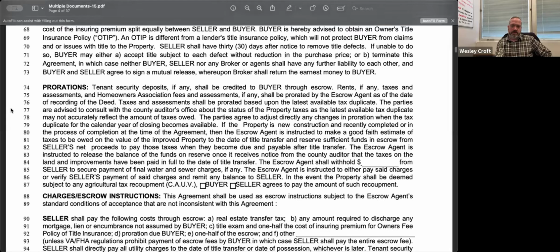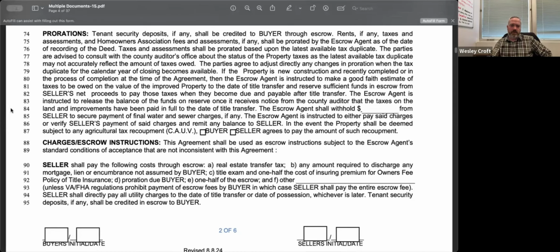Okay. So we'll scroll down here just a little bit. Lines 74 to 87 talks about prorations. Now, I'm not going to get into the math today of tax proration and how that works in Cuyahoga County in particular, since that's the county that most of us live in and do business in. I'm not going to go into all that. If you need help with figuring out tax proration from that standpoint, talk to someone at a title company, come in and speak with me.